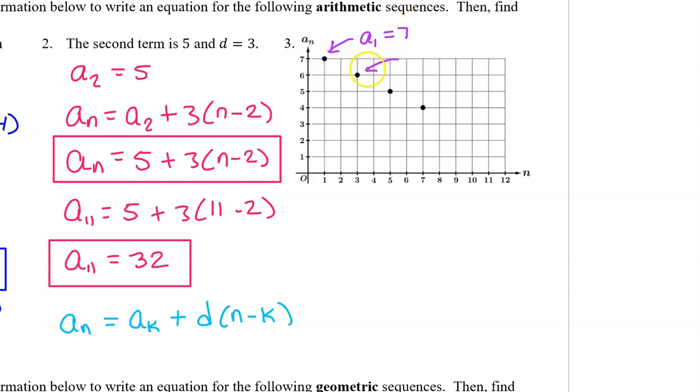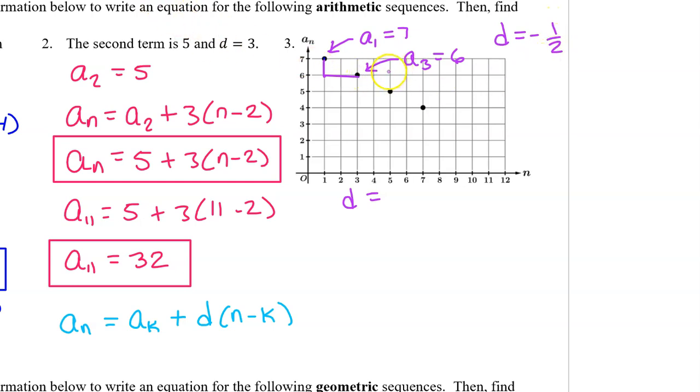And this point right here is a3. So a3 is 6. So we can tell what the common difference is going to be. The d value, when you're given a graph like this, is going to be the slope of the graph. So we can see that this is going down 1 and right 2. This is a slope of -1/2. So if you're very clever, you can tell that the d value is going to end up being -1/2.